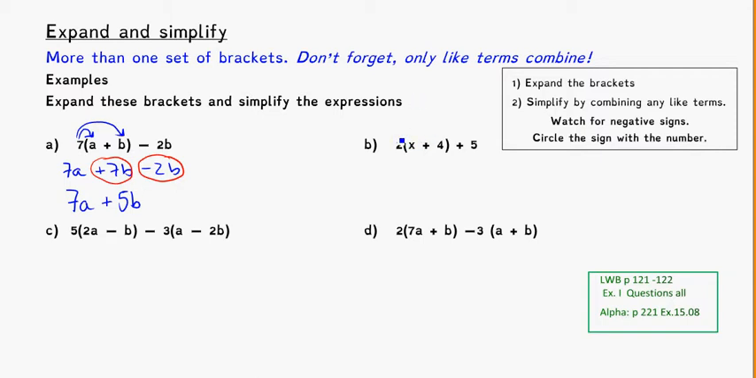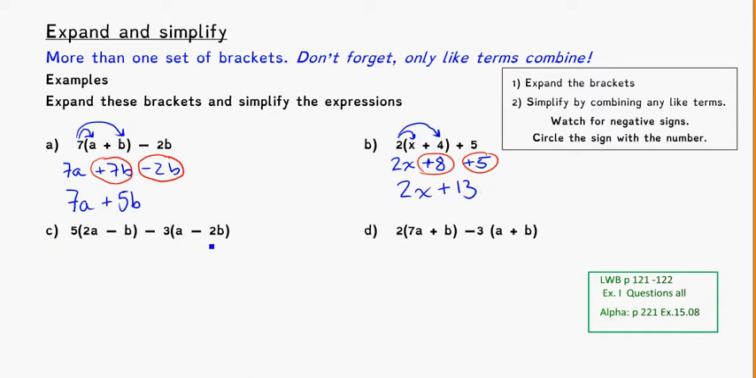Looking at the next one again, let's take that 2 and we'll times it to everything on the inside. So that's 2 times x gives me 2x, and 2 times plus 4, or positive 4, gives me a positive 8, and I still have a plus 5 out the back. So looking for any like terms, here in fact the like terms are just the numbers, plus 8 and plus 5. So 2x stays as it is, and that becomes plus 13.